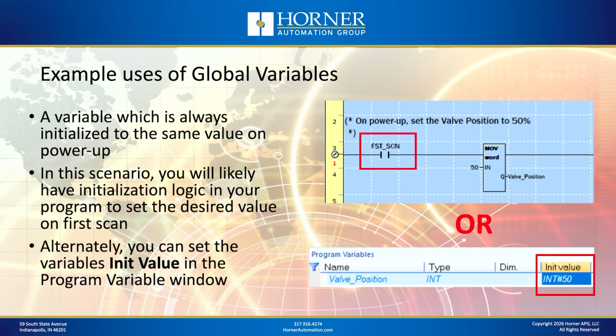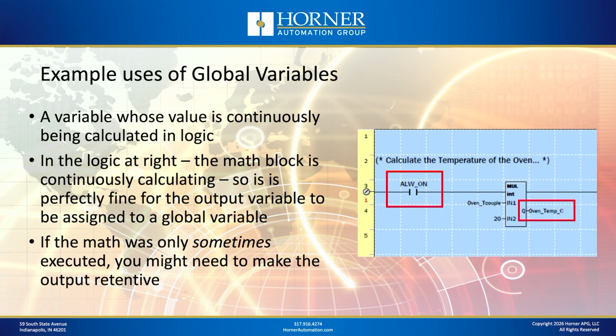Or maybe more simply, instead of having logic for that particular variable, you can go to the program variable table, and in the init value column, you can place the value you want that variable to initialize at. Okay, so that's a very simple way to go. So in that example at the bottom right, you can see that the valve position will initialize at an integer value of 50. So you've got a couple of ways you can handle that.